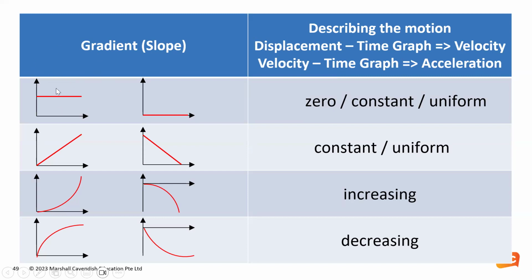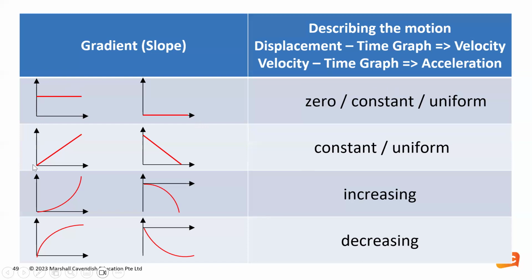And for the gradient, there are many different types, and over here, I have some common gradients. Okay, when the graph is a flat line, we say that the slope or the gradient is zero. So if it happens on the displacement time graph, then we say that it has zero velocity. If it happens on the velocity time graph, we say that it has zero acceleration. Okay, or we can use the word constant displacement or constant velocity. Okay, next one. As long as it's a straight line, you can use the word constant as well.